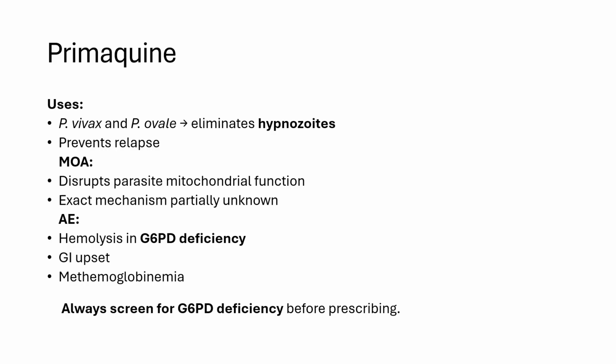Other side effects you'll see are GI upset and methemoglobinemia, which is a rare blood disorder where hemoglobin becomes more ferrous and reduces the oxygen carrying capacity, which leads to overall hypoxia.